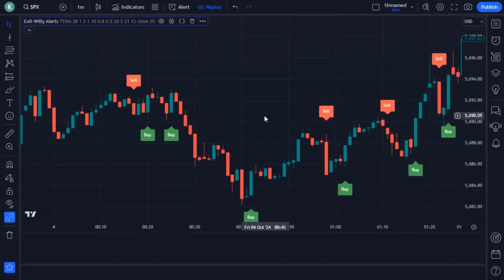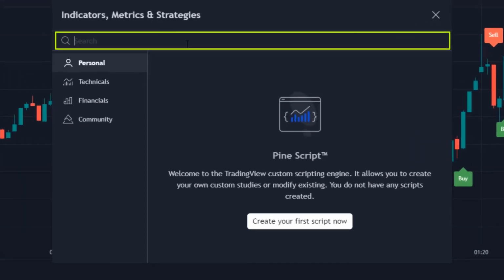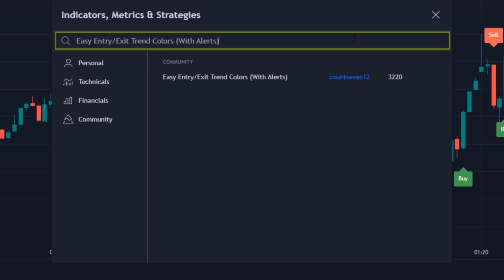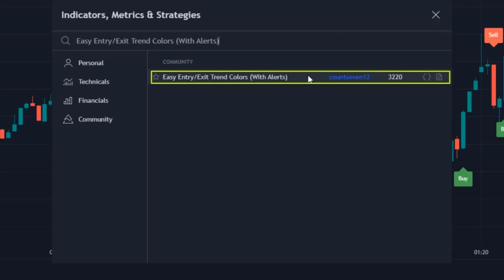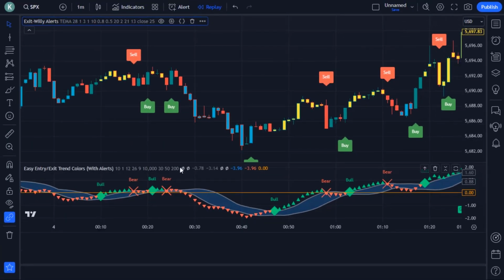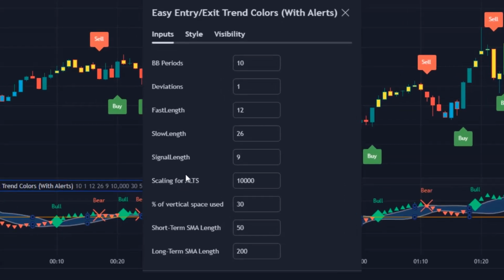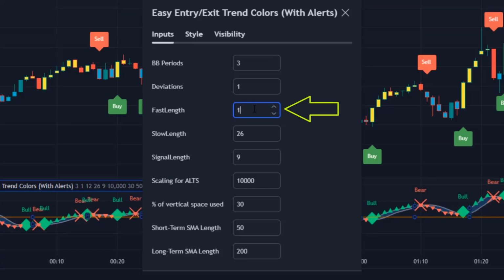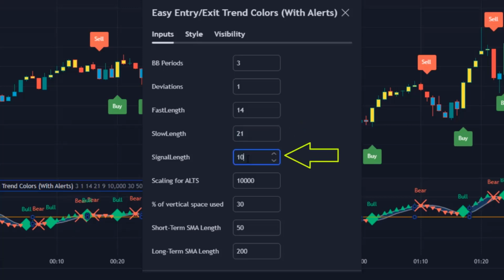We will search easy entry/exit trend colors in the search box of TradingView. After that we have to click on the easy entry/exit trend colors option, in which we have to change some settings. We have to change this BB period option from 10 to 3. We have to change this fast length option from 12 to 14. We have to change this slow length option from 26 to 21. We have to change this signal length option from 9 to 10. Now our setup is ready.